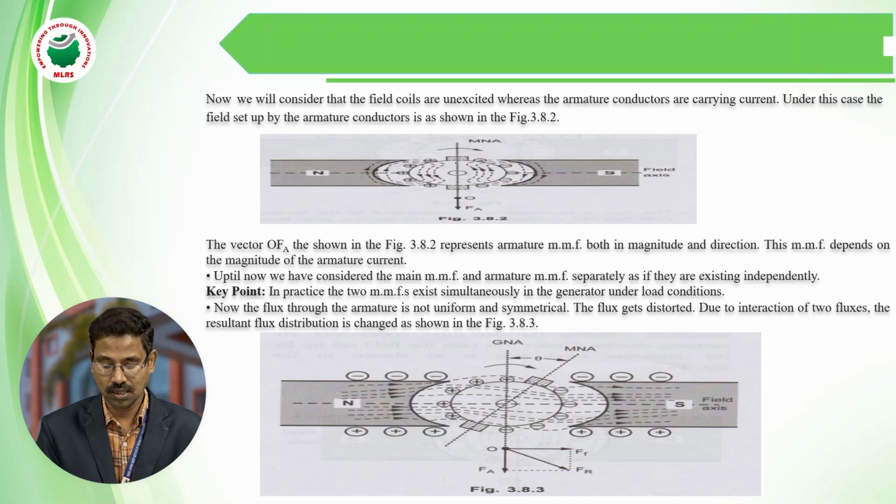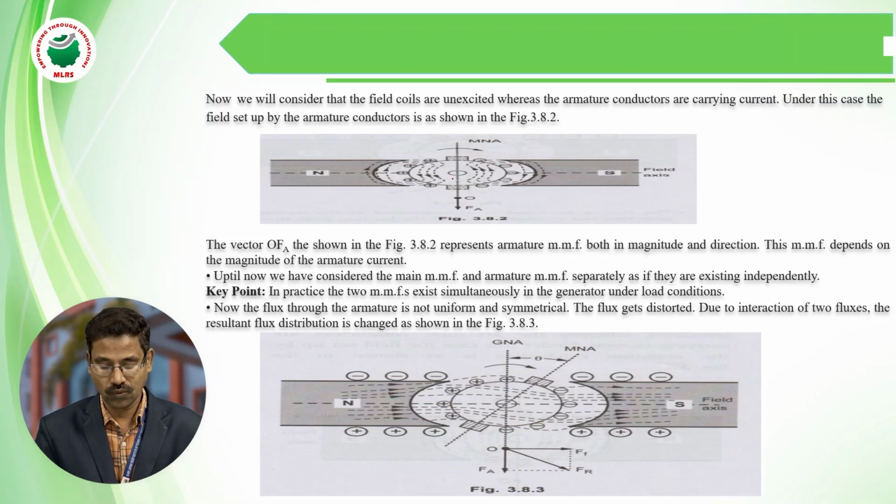By considering armature current through the armature conductor, the conductors placed under the north pole region are denoted with a cross mark, and the conductors placed under the south poles are denoted with a minus or dot symbol.